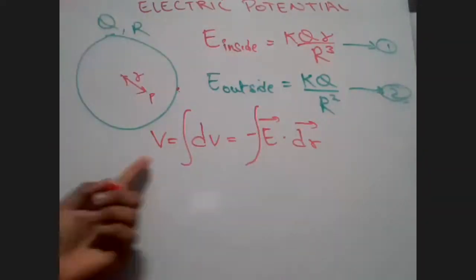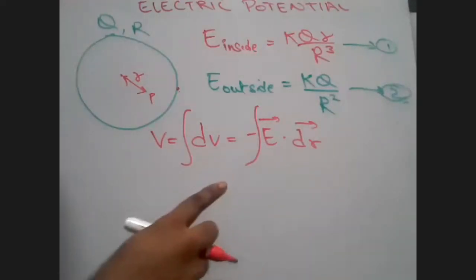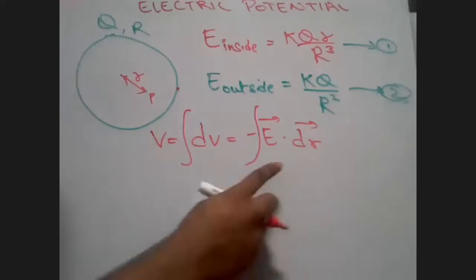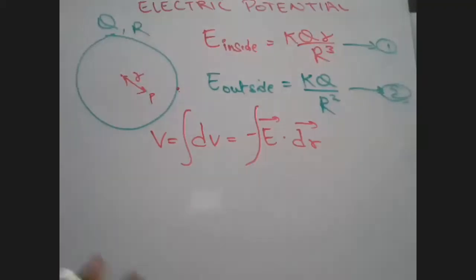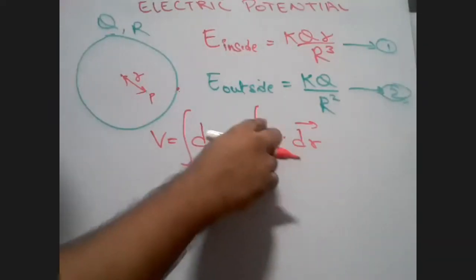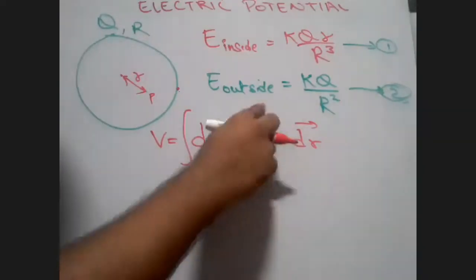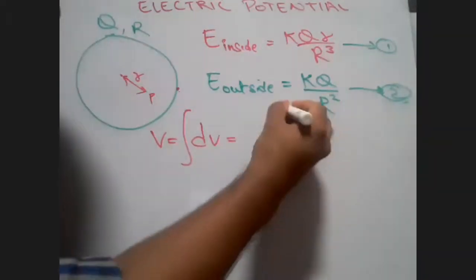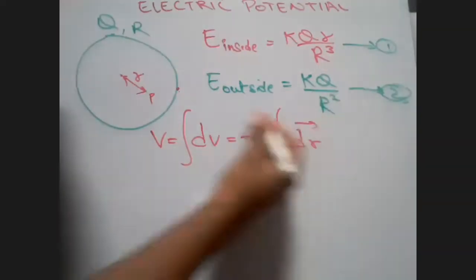Integrate it. V is equal to the integration of dV, which is equal to minus the integration of E dot dr. Now listen to me. You are integrating E right now. Let's consider E to be constant. E is constant. What is changing? dr is changing. I am changing the distance. I am bringing the charge from infinity and coming here.